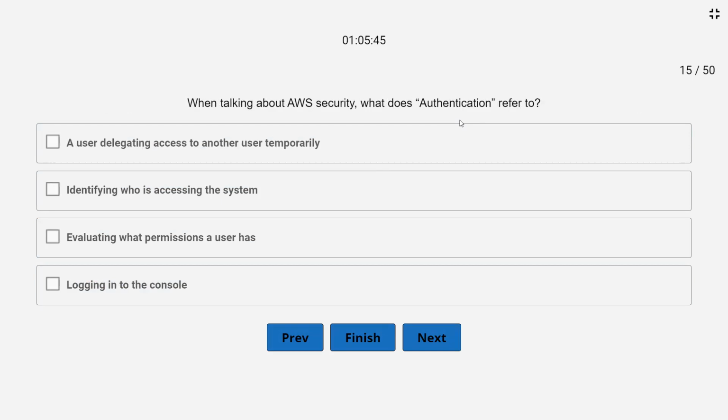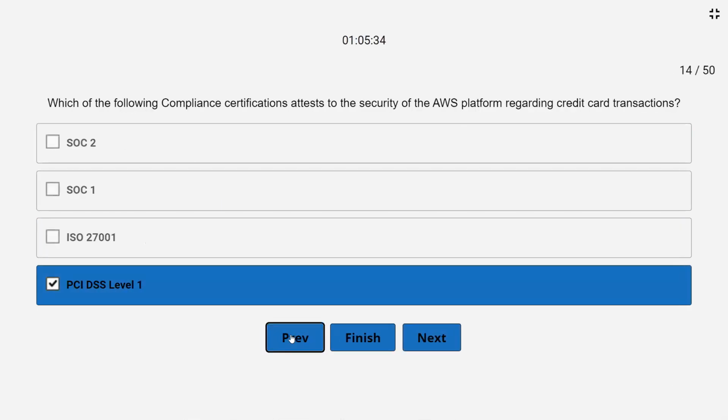When talking about AWS security, what does authentication mean? So this one, please go back one second. Let me check it. Okay.